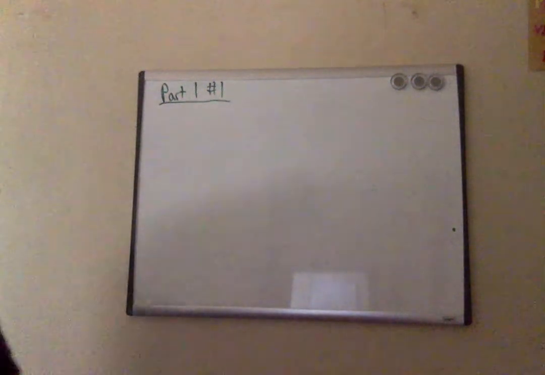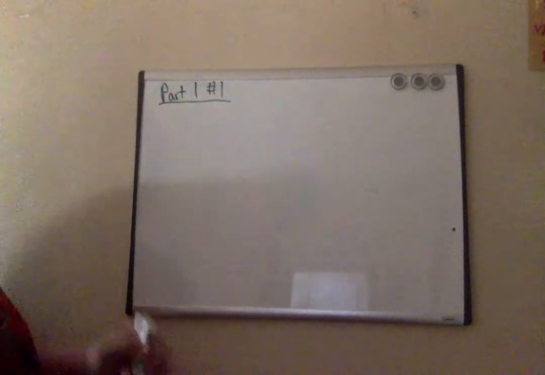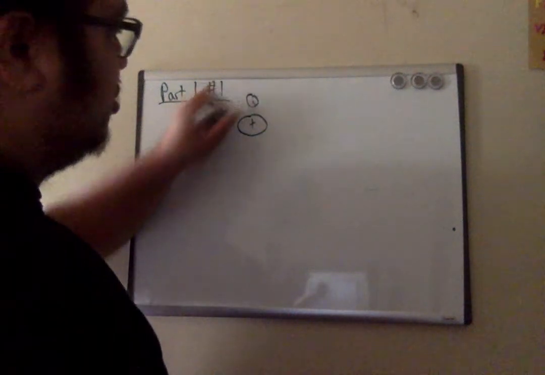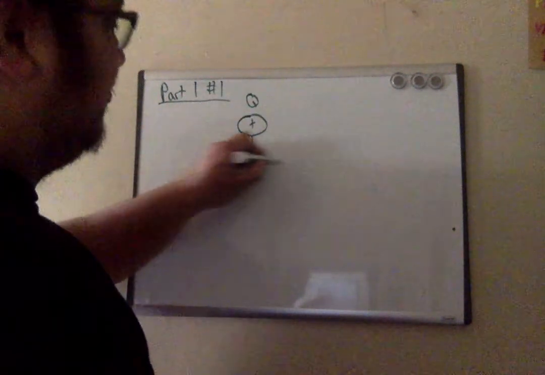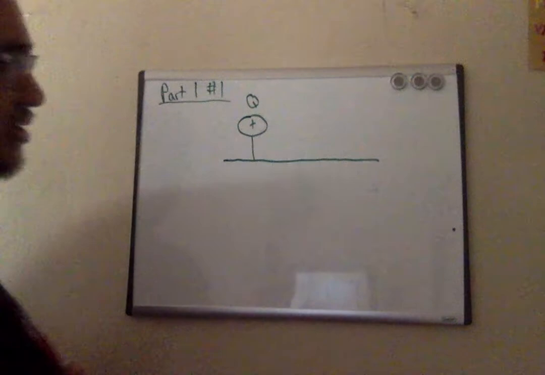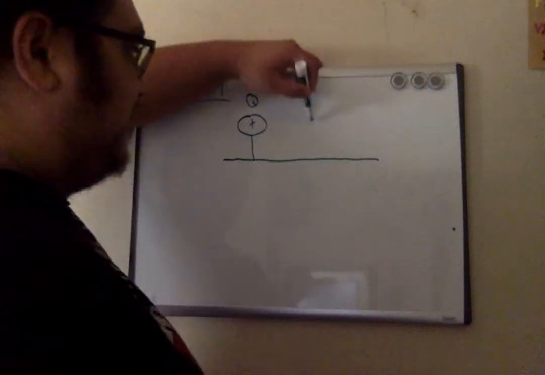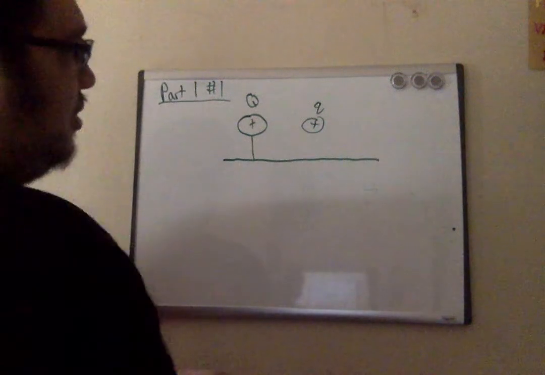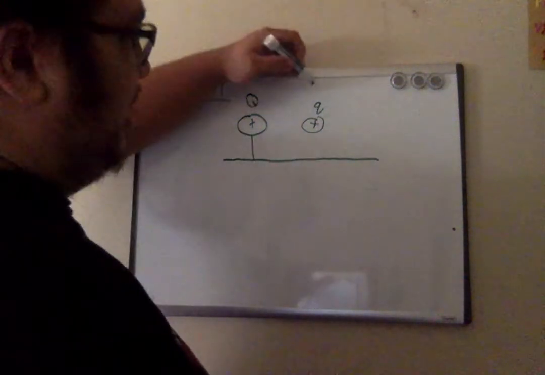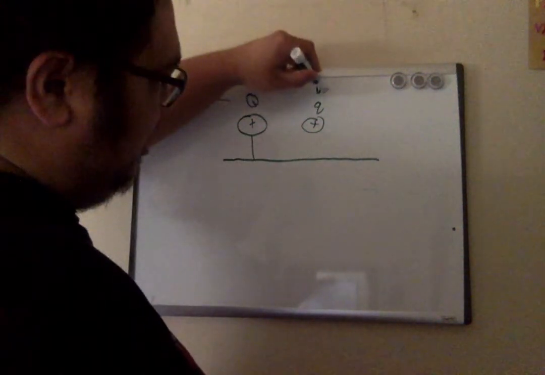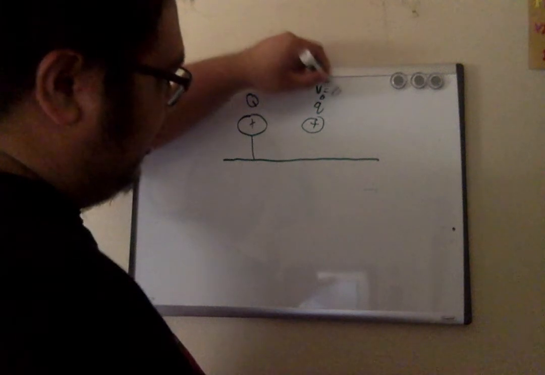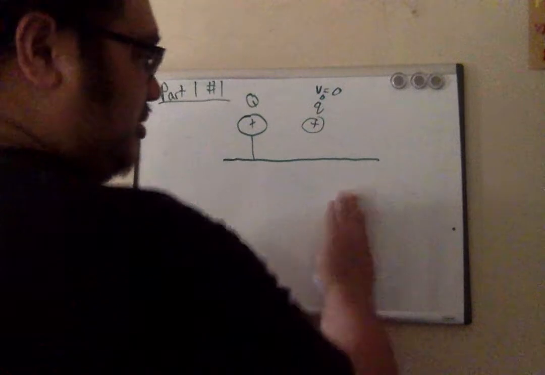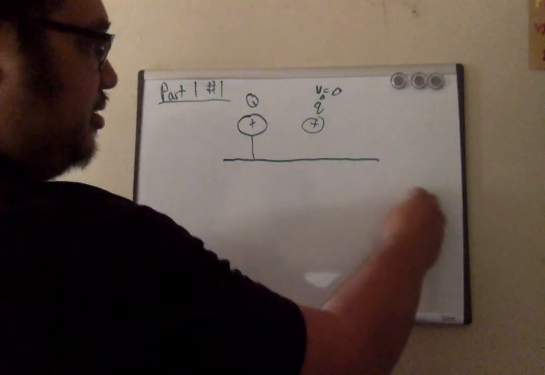So the first thing is to draw a picture. And so here's our charge Q that's fixed on the frictionless surface. And then we have a charge here, Q, that's released from rest, and so its initial velocity is 0. And so there's a couple ways we can figure out what's going on here.